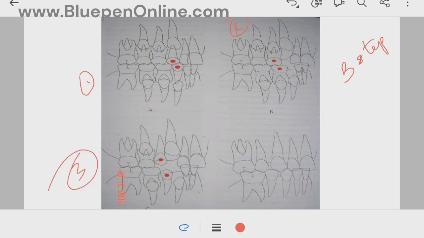In the first step, you extract the deciduous canines. When these 2 canines are removed, the incisors will get enough space. This is carried out at 8 to 9 years of age. Now, after 1 year, you will come to the next stage.